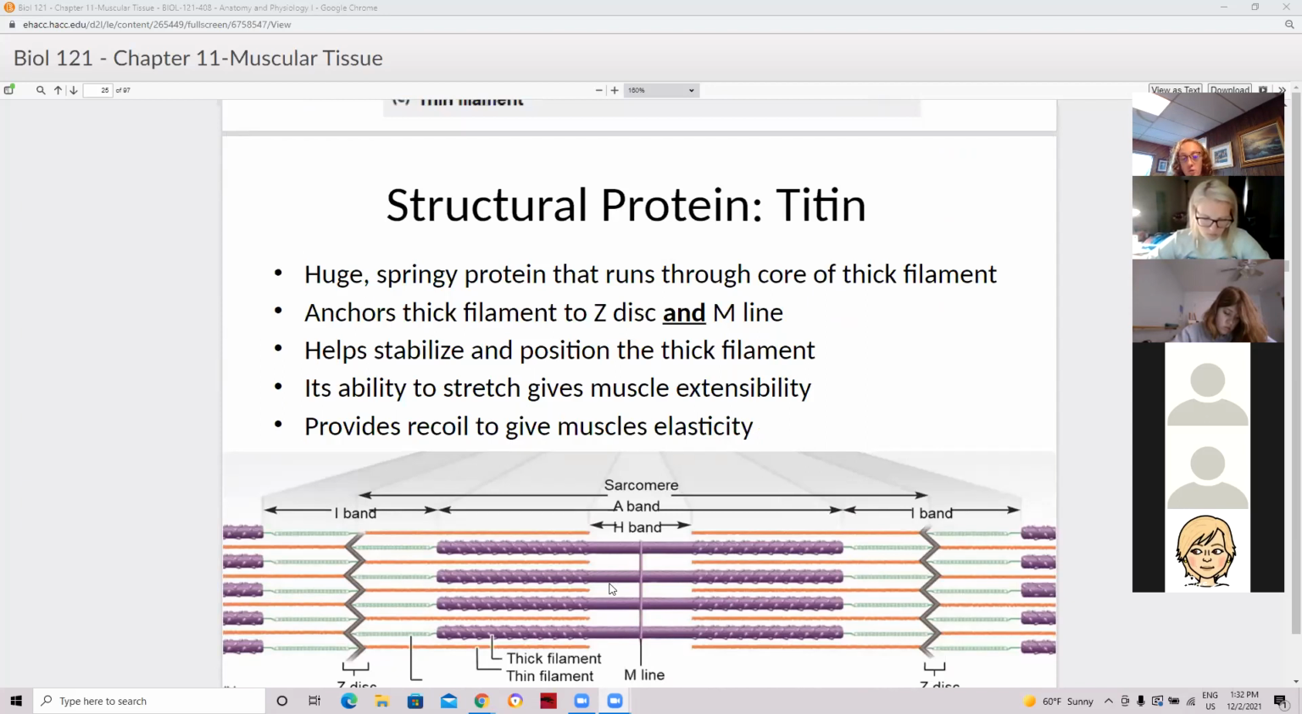A structural protein, titin. Titin got its name because remember that Titan was a Greek god known for his strength.